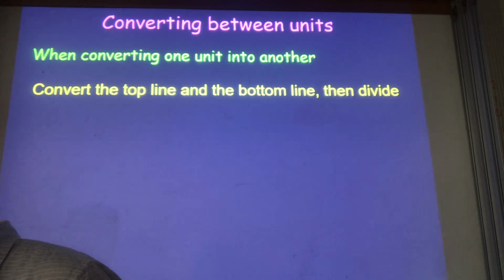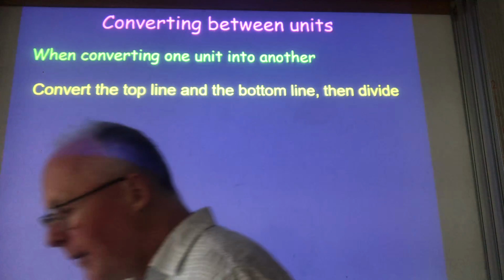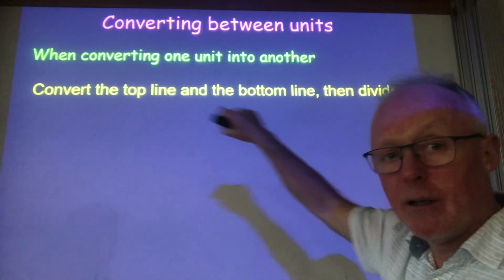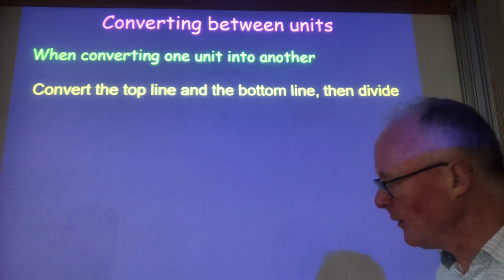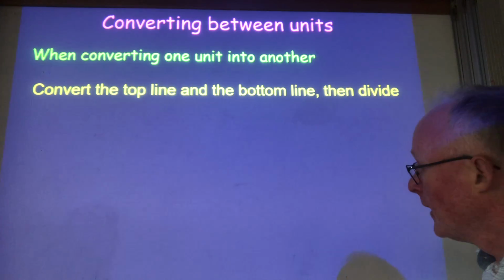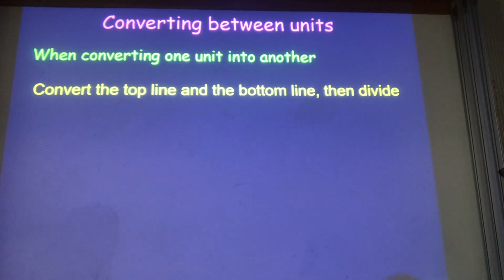Another thing we can do is to convert between units. So you might be given moles per litre, you might be asked to convert that to grams per mil or something like that. Basically, you treat the top line and the bottom line separately, then divide at the end when you've done the appropriate conversions.